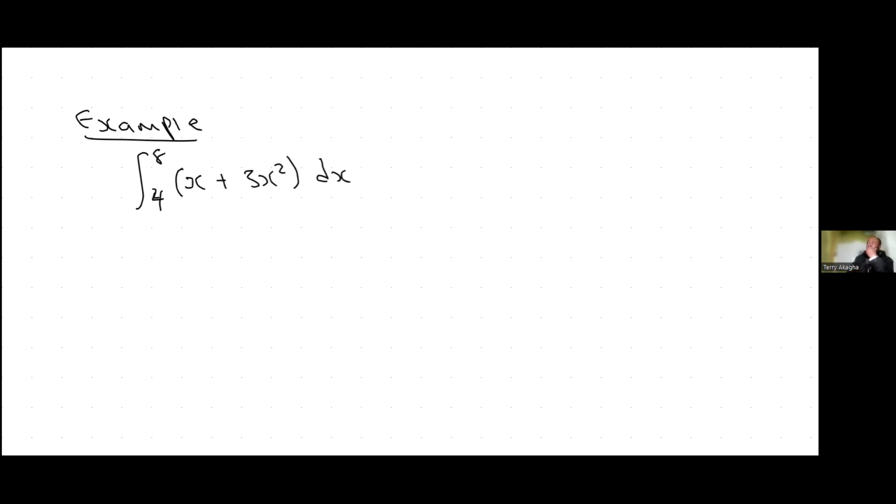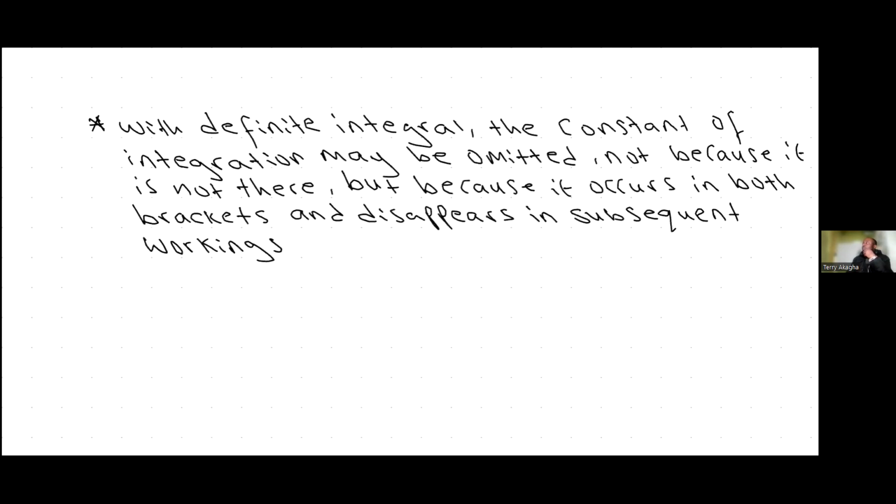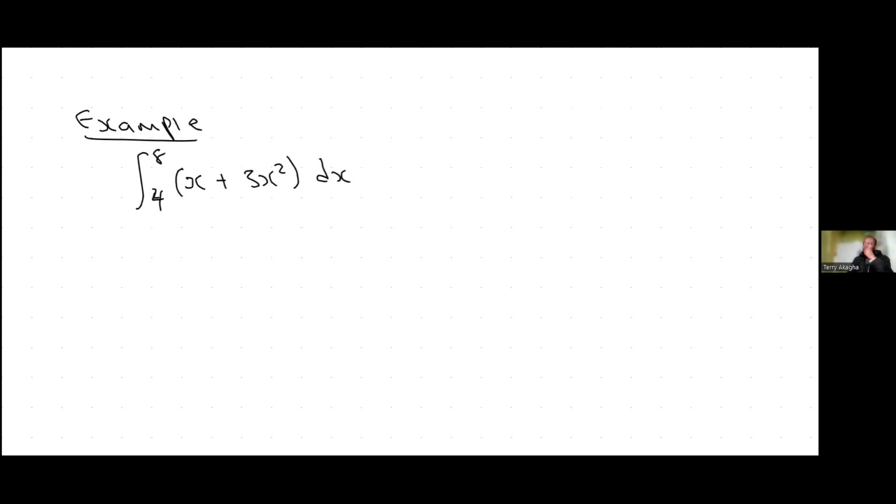I'm going to use a method where I add C, because I want to prove what I said. Remember I said that with a definite integral, the constant of integration is omitted. So I'm going to solve this now, but I'm not going to omit the constant, just to prove that you don't need to put the constant C in the question. So I'm going to solve this and put the constant there.